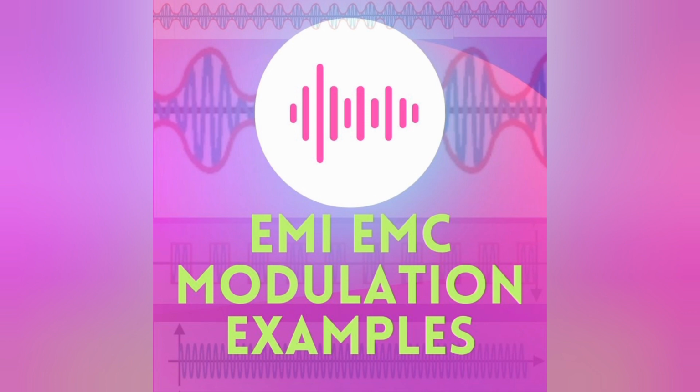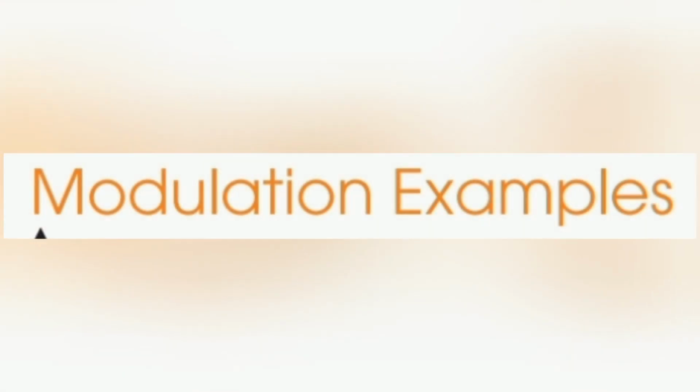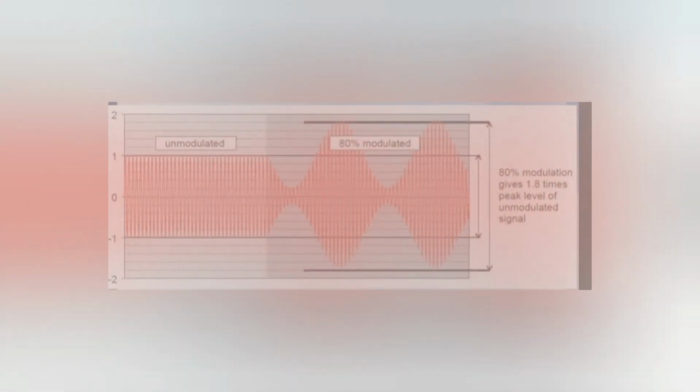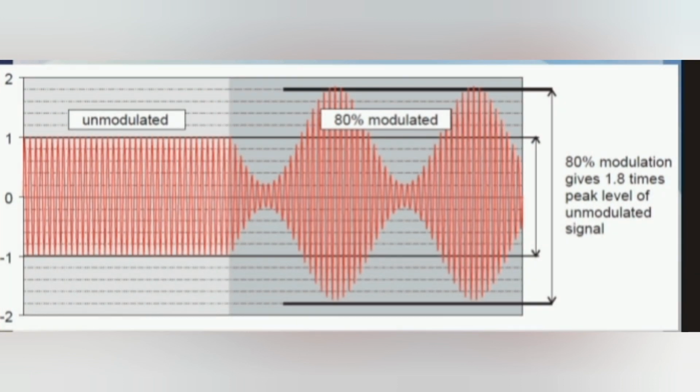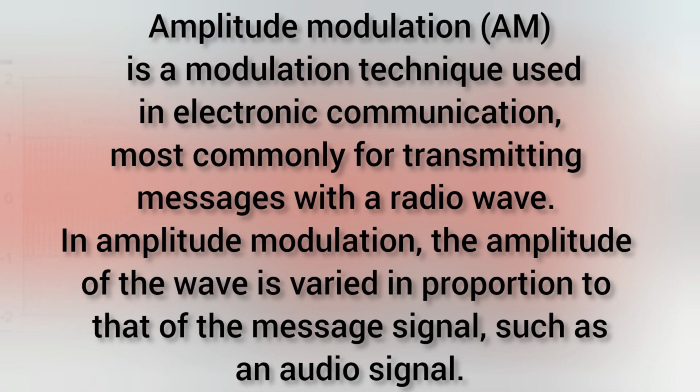Today we are going to discuss the modulation examples which we are using in the EMI EMC test. In the radiated susceptibility and conducted susceptibility test, we use amplitude modulation with 80% depth and 1 kHz frequency. 80% modulation gives 1.8 times the peak level of the unmodulated signal. Now we will discuss amplitude modulation.